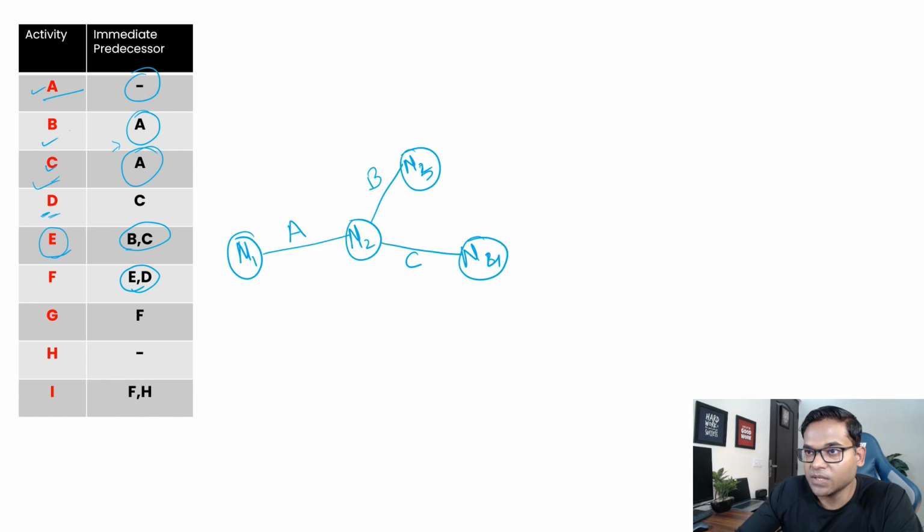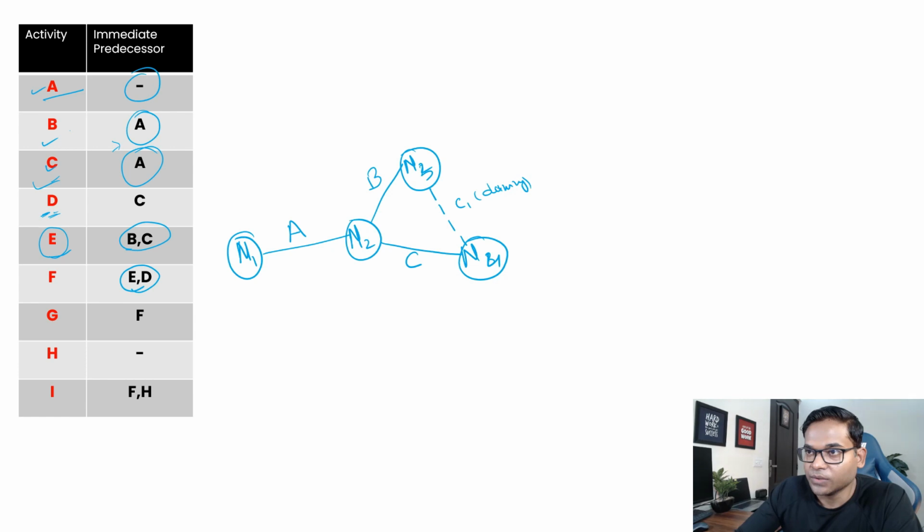But if you see, B and C are not converging at the same point, right? They are at two different nodes. So to represent a connecting link between B and C, we need to create a dummy activity, which is, let's say, C1, your dummy. Now we have the link for B and C. So from this B and C, we can draw our E as well as D from C, so that it converges at the same point.